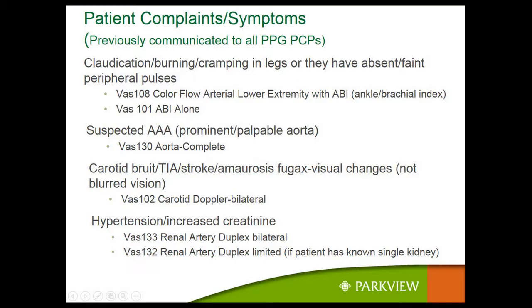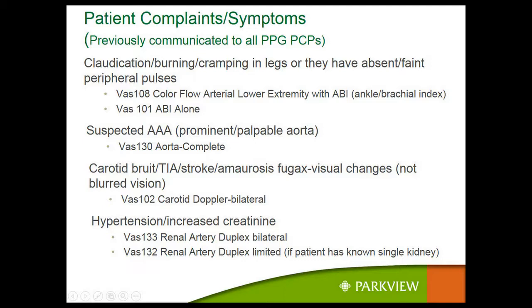Several of us went and did a little in-service with family practice doctors, and this is just something we communicated to them to help them know what orders to place for vascular ultrasounds. So we told them, if the patient is complaining of claudication, burning, cramping, or they have absent or faint pulses, this is what they should order. So it's a color flow bilateral with ABI, or sometimes they just want to order an ABI. The patient has really vague symptoms, and they're like, well, maybe, but I'm not quite sure. Let's just do an ABI.